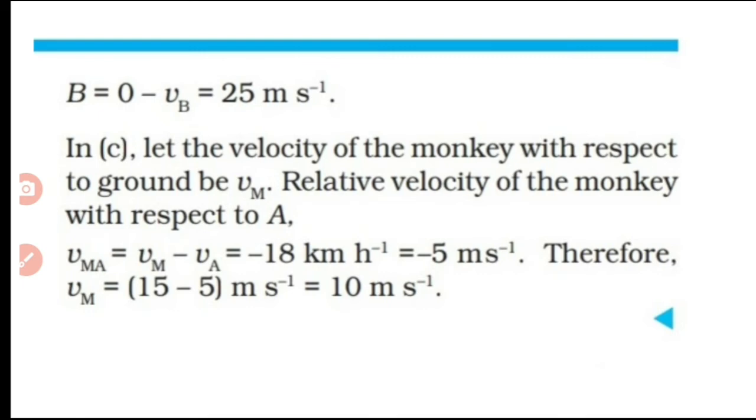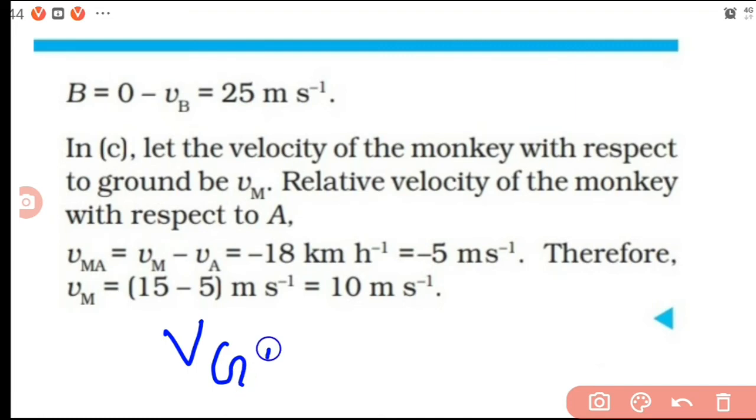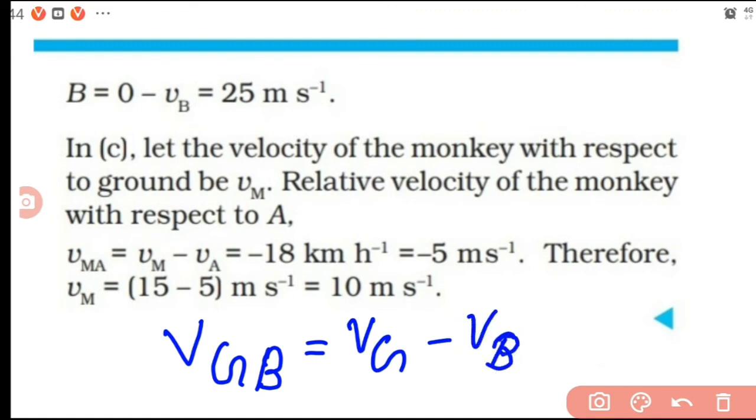So relative velocity of ground with respect to B means velocity of G with respect to B, VGB. VGB is VG minus VB. VG, the velocity of ground, is 0. So 0 minus VB, that's 0 minus 25, which becomes 25 meter per second. So it means that for a person in train B, ground appears to move towards north with a speed of 25 meter per second.